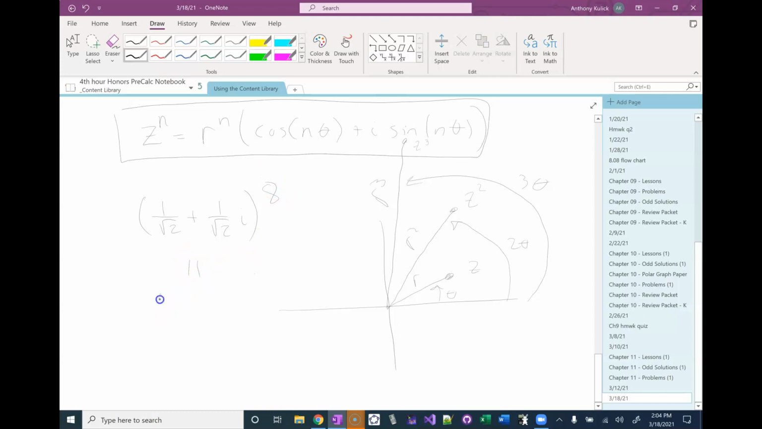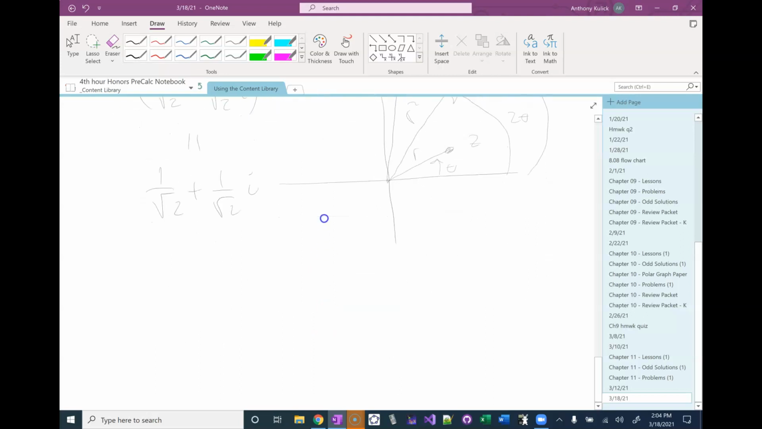Let's just note that this, 1 over square root 2 plus 1 over square root 2 i, to the 8th, is just equal to itself. Who's impressed? How did you do that so quickly, Mr. Kulik?